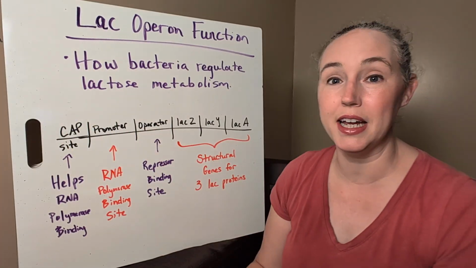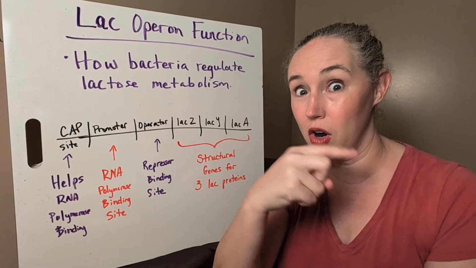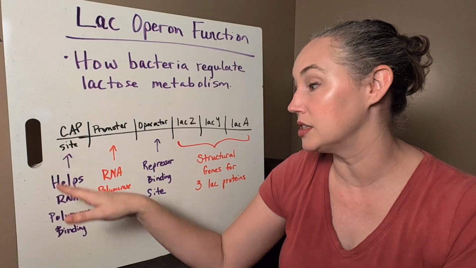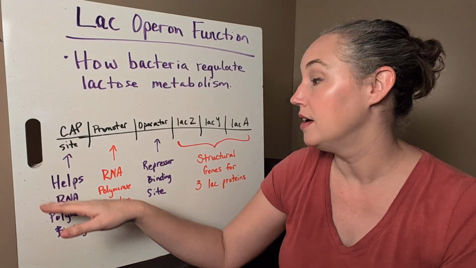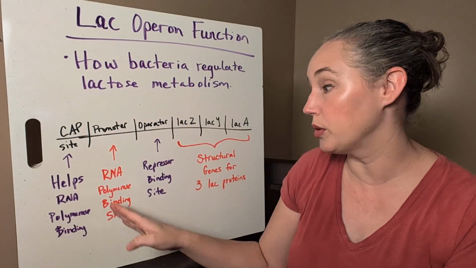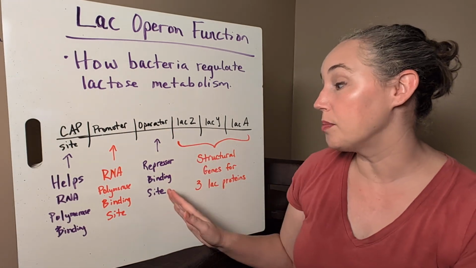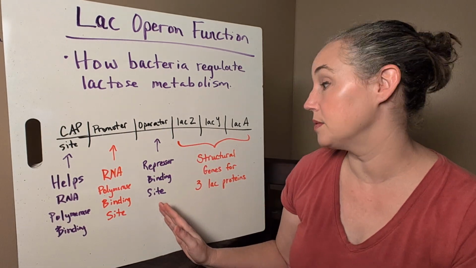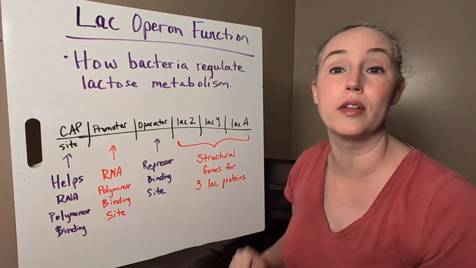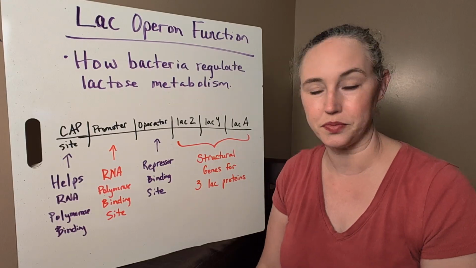It starts with the CAP site. We are going to be looking deeper later on in this video at the mystery of the CAP site, but basically it just helps RNA polymerase bind. Then where is it binding to? The promoter. That's the non-coding region where RNA polymerase will bind. Then there's the operator where the repressor binds. And then you have your three structural genes that code for the three Lac proteins that help in lactose metabolism.